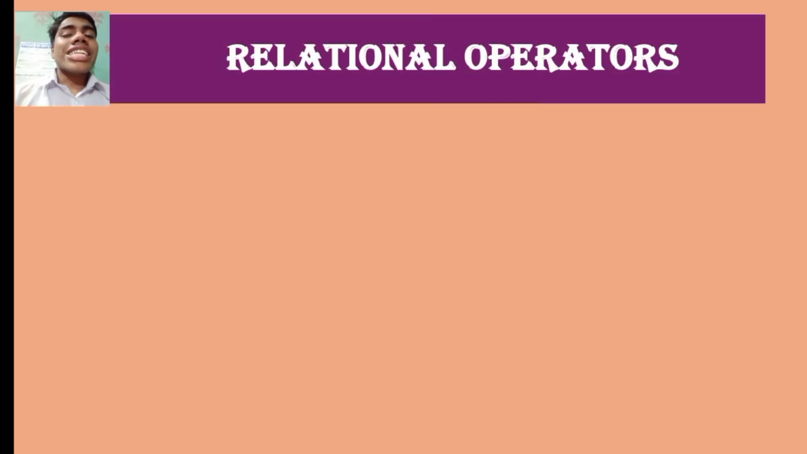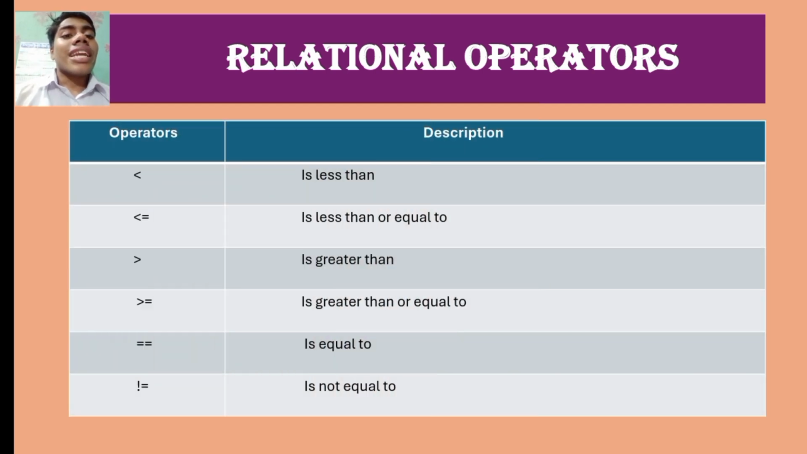When it comes to relational operators, these help us compare two values and return either true or false. Examples include less than or equal to, greater than or equal to, equal to, not equal to, etc.